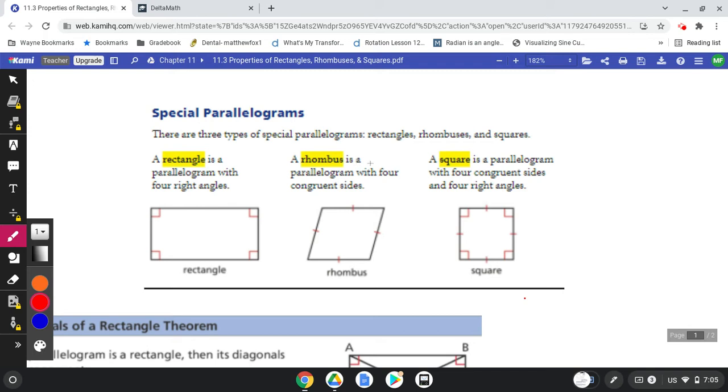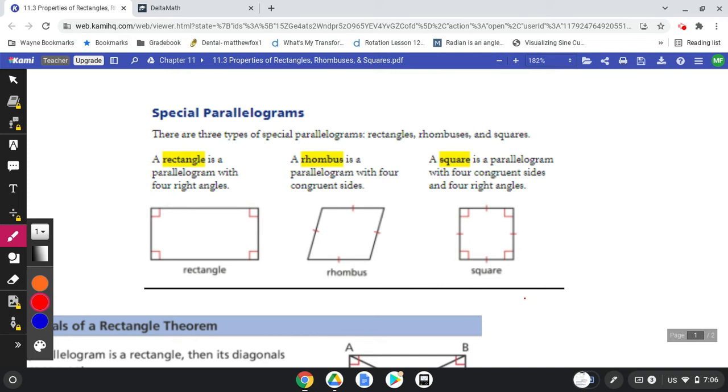The second type is a rhombus. Now, a rhombus is going to be a parallelogram with four congruent sides. So each of these sides is the same length. If one was 5 inches, then the others are all 5 inches. Okay, so opposite sides are still congruent. There are no markings, but opposite angles also would be congruent, consecutive angles would be supplementary, diagonals would still bisect. All of those are still true.